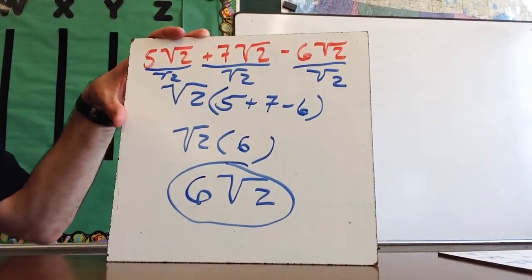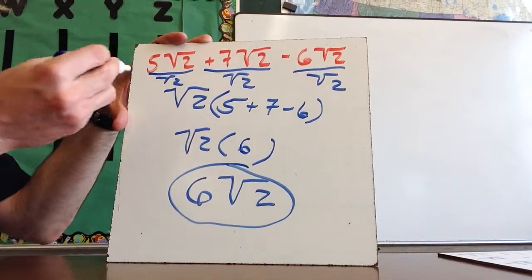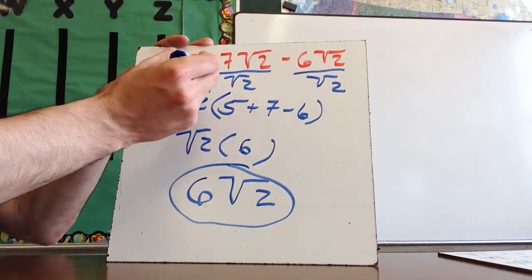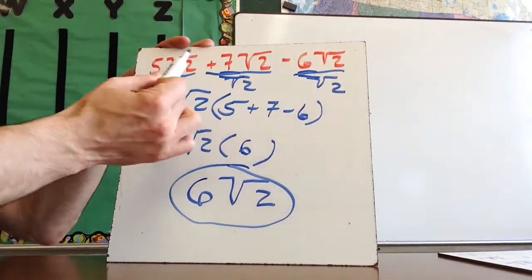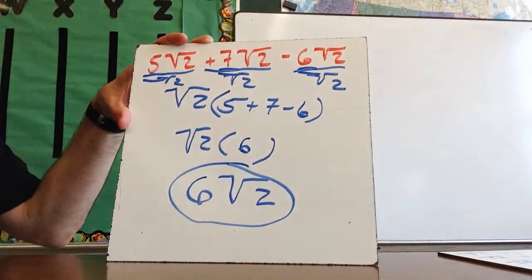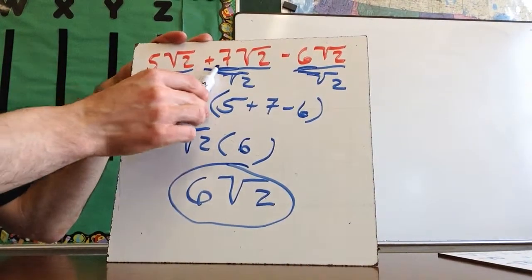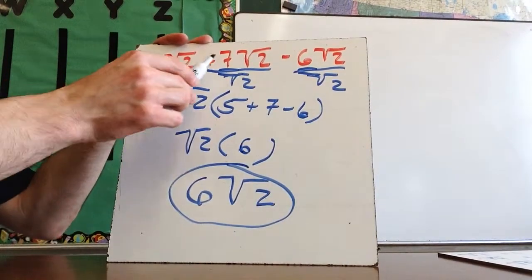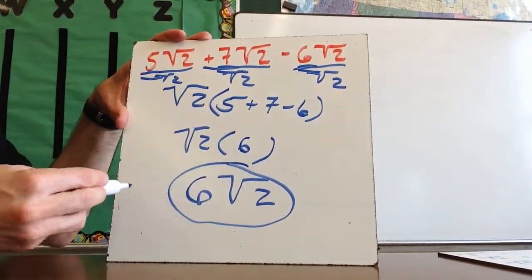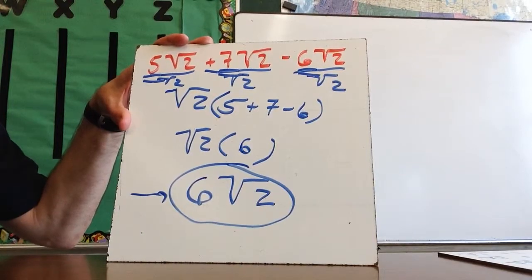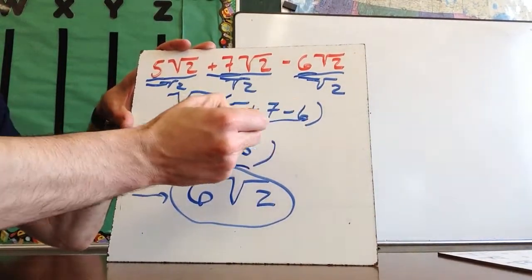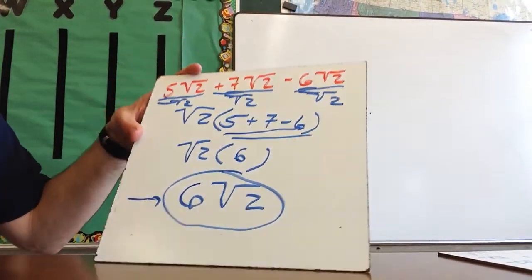You don't necessarily have to show me this work every time. Really what I'm going to do is as long as they have the same radical, we can add or subtract the outside numbers. So 5 plus 7 is 12, 12 minus 6 is 6, and that's what's going to get me to there. So really this is the part that I would definitely need to be able to see.